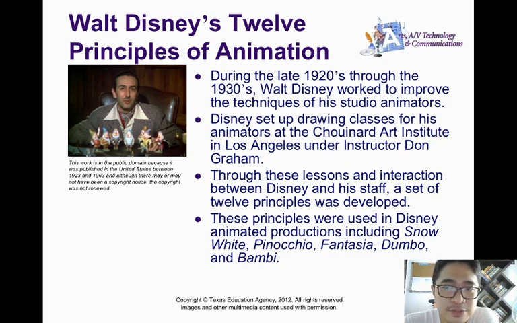These principles were used in Disney animated productions including Snow White, Pinocchio, Fantasia, Dumbo, and Bambi. And as far as I can remember, napanood ko lahat ng ito as a child during the 90s, kasi these cartoons kasi yung mga famous noon.